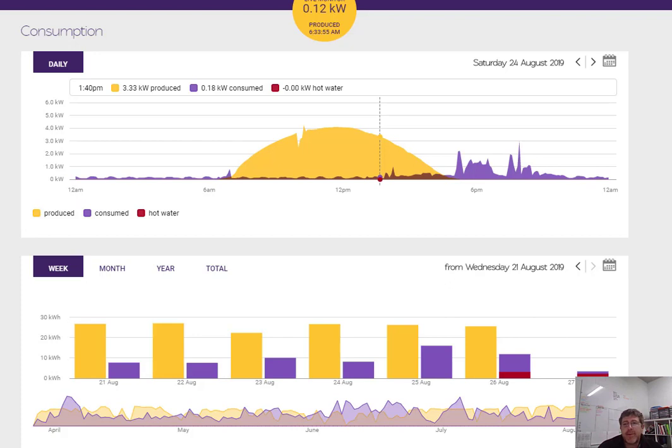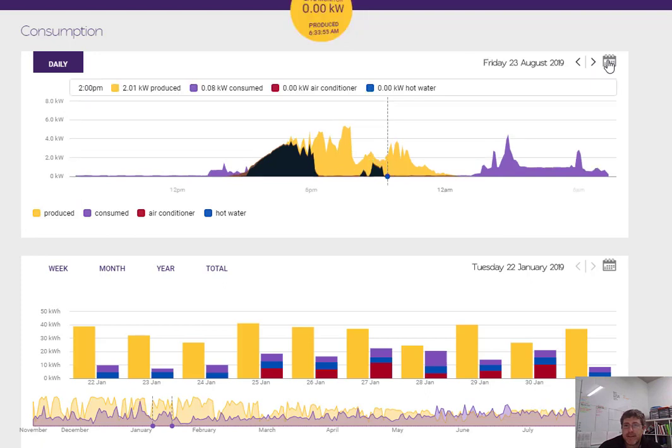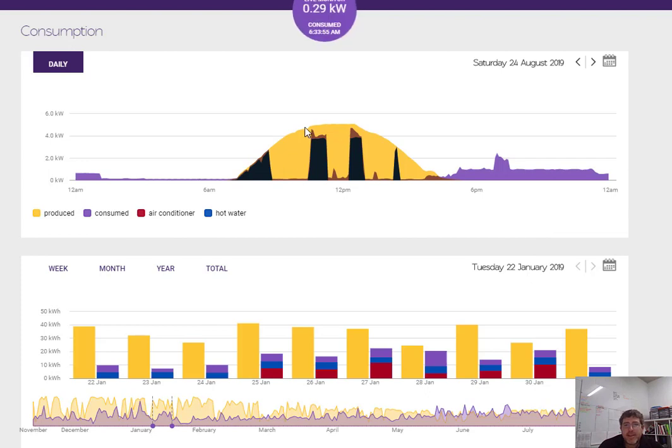Okay, so now let me just show you a 6 kilowatt inverter. Here we go. Let's find the Saturday, which was good. Comparing the same to the others. Saturday the 24th, this is the day. Okay, so this is 7.98 kilowatts of panels with a 6 kilowatt inverter.